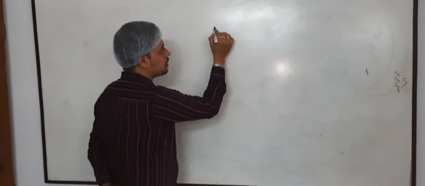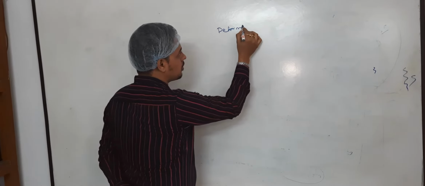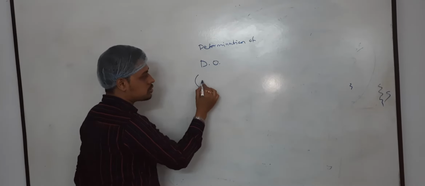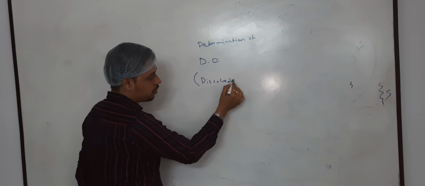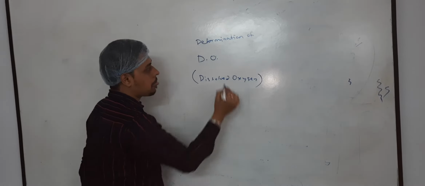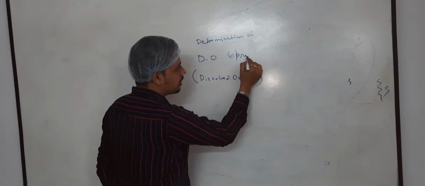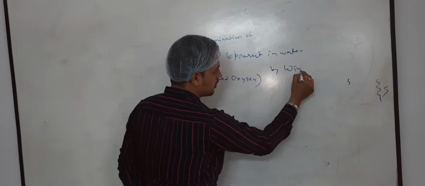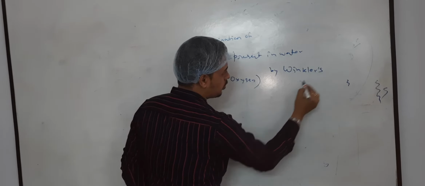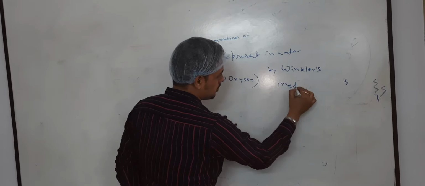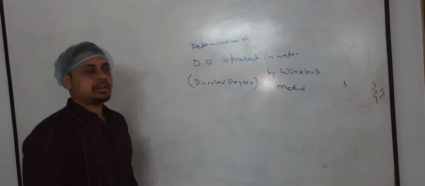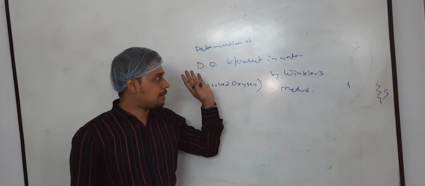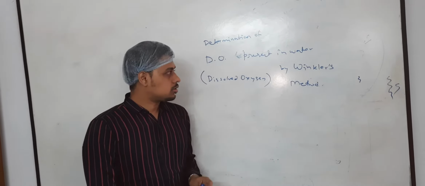Write the heading of the experiment: determination of dissolved oxygen. DO stands for dissolved oxygen present in water by Winkler's method. Determination of dissolved oxygen present in water by Winkler's method. This is also one application of the iodometric process. So let us do it in detail.